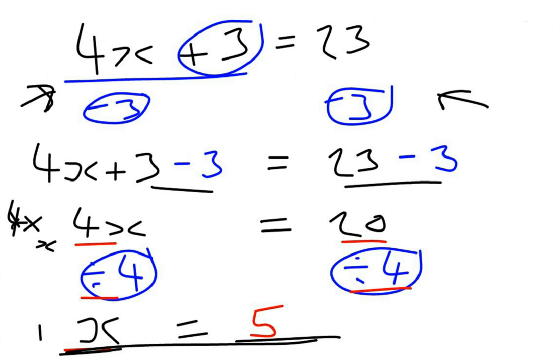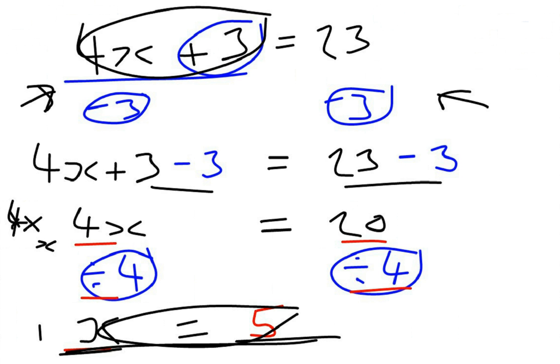Again, if we wanted to, I could check by putting this x equals 5 back into this equation here to see if we got the answer of 23. I already know that the answer is 23 because we tried it to test the last method as well.